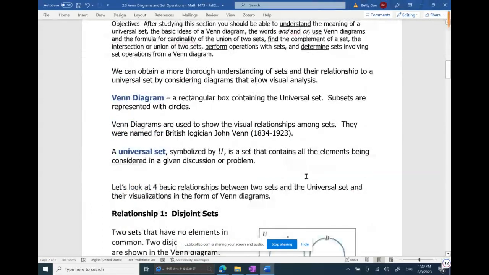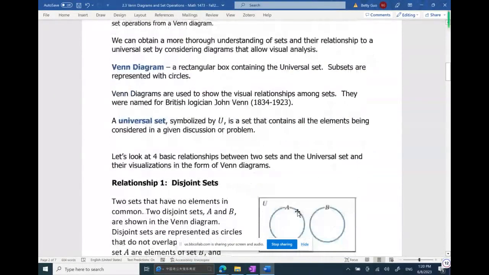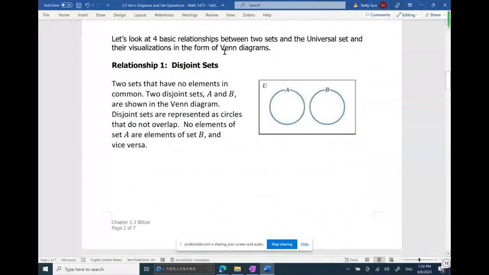So here is the definition for Venn diagram. A Venn diagram is a rectangle box containing the universal set. All the subsets are represented with circles. What is a universal set? A universal set, symbolized by U, is a set that contains all the elements in discussion. This is a Venn diagram.